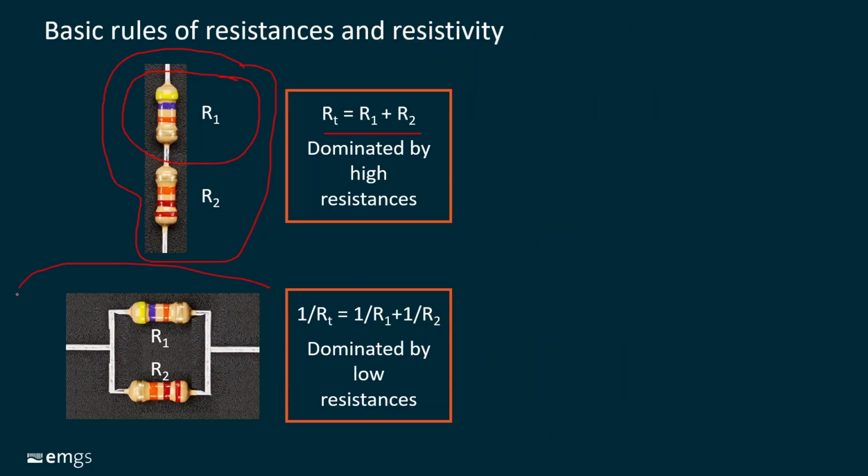For resistances in parallel, the total resistance is calculated through the addition of the inverse resistances. That means you have to add conductance. And this is of course dominated by low resistances. If any of this is very low, most of the current will go through that resistance.